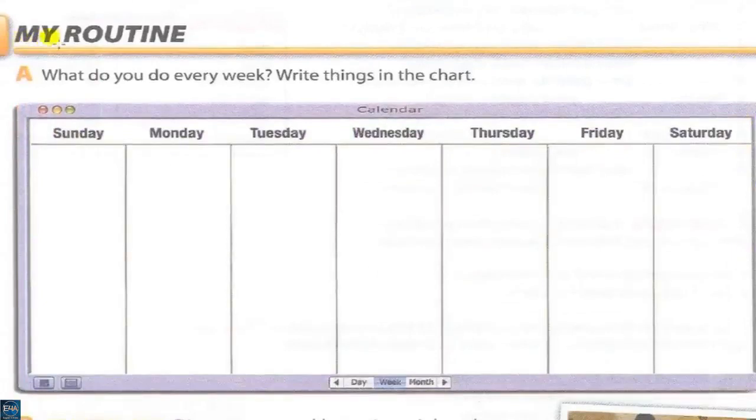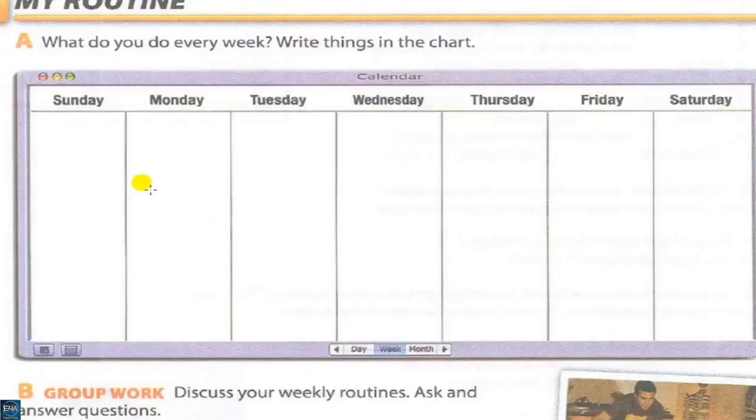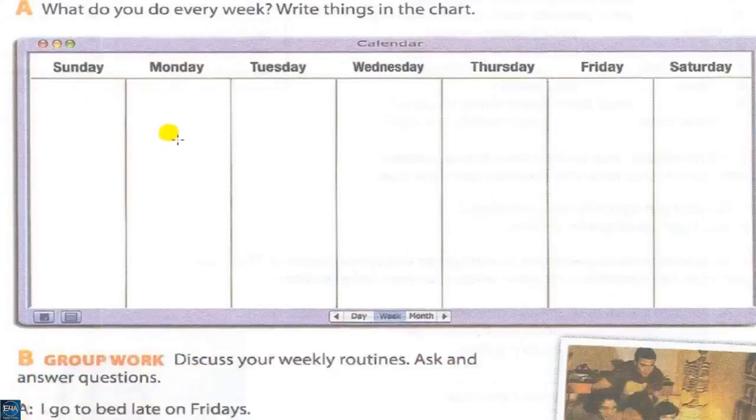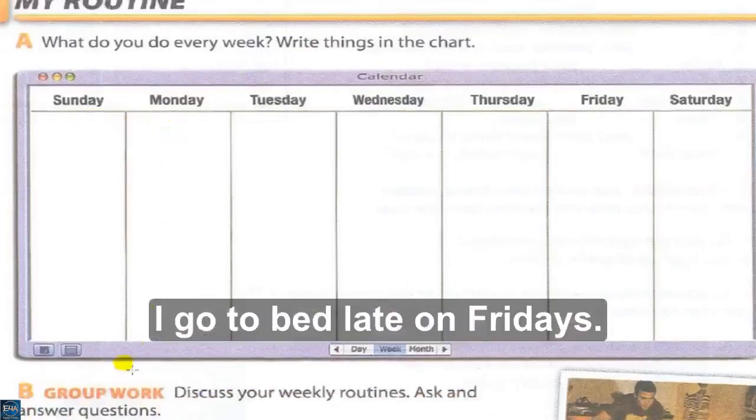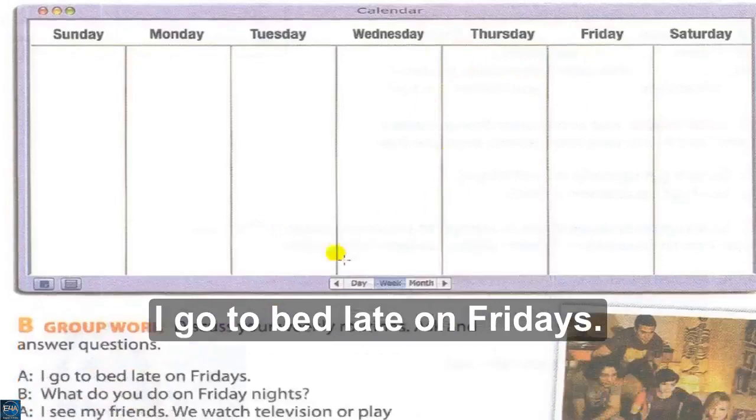Exercise number 9. My routine. What do you do every week? Write things in the chart. In this exercise, you will write the things that you do on every day. Example: I go to bed late on Fridays. So on Friday, you go to bed late.